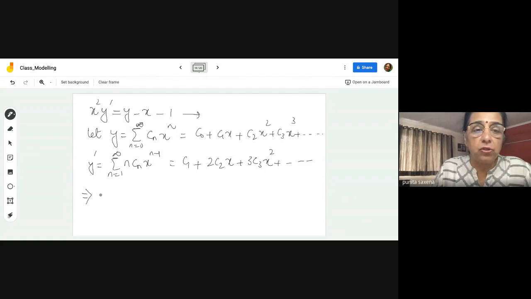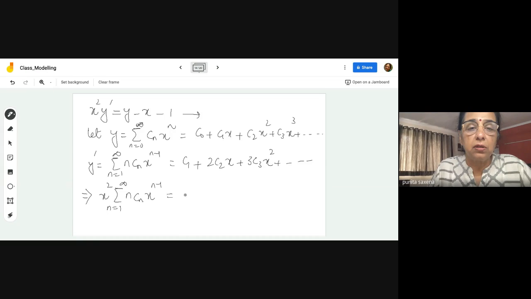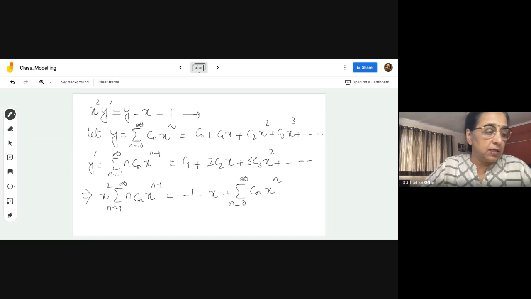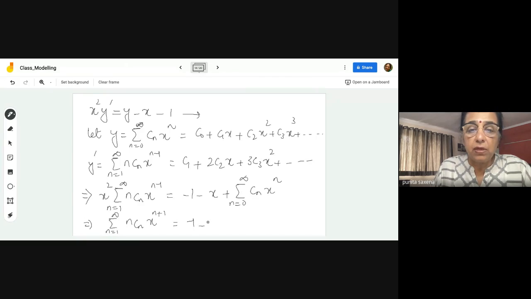So what you are going to get is x square summation n Cn x^(n minus 1), n from 1 to infinity, equal to minus 1 minus x plus summation Cn x^n, n from 0 to infinity. Which means this term is summation n from 1 to infinity n Cn x to the power n plus 1, equal to minus 1 minus x plus summation Cn x to the power n from 0 to infinity.